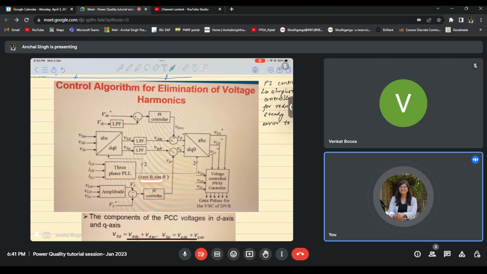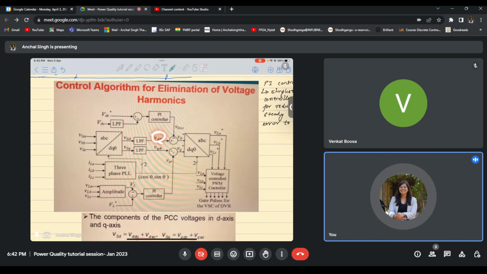And from these sin theta and cos theta values, we can convert the measured quantities in the ABC domain to the DQ domain. Now, the signals or the parameters that are obtained in the DQ domain will have both a DC and a high frequency component. So, in order to filter out only the DC part, that is what we need, we put a low pass filter here.